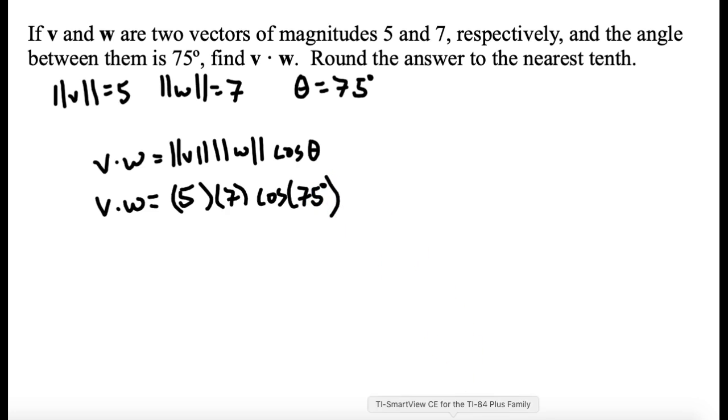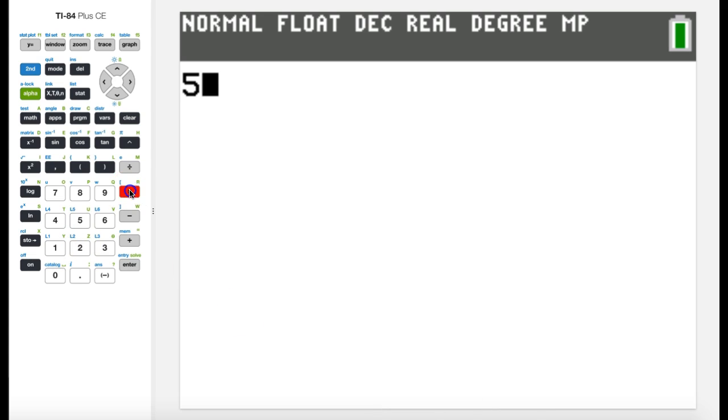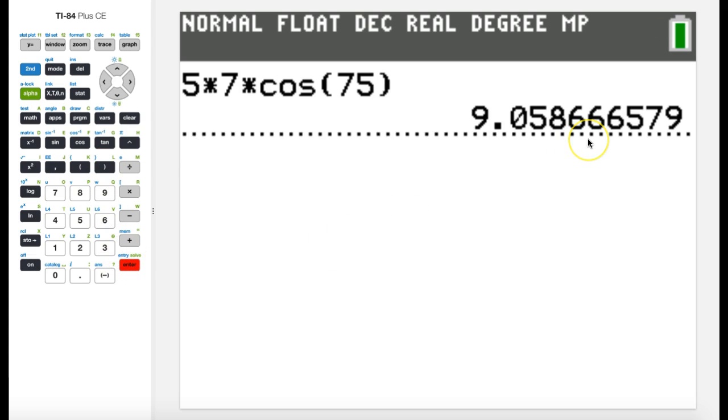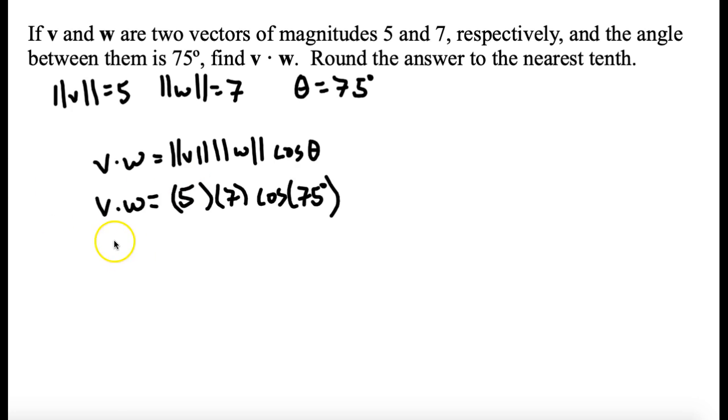And we can put that into the calculator. 5 times 7 times cosine of 75 degrees. We get 9.058, so to the nearest tenth, 9.1. So the dot product here is 9.1.